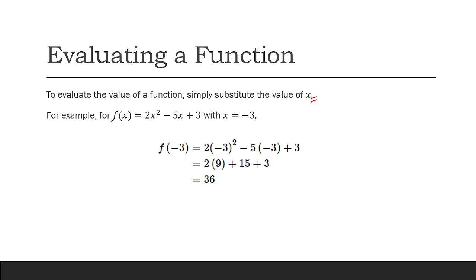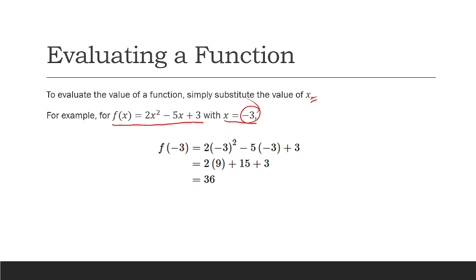For example, you have this function, f of x is equal to 2x squared minus 5x plus 3. Now, you are given a value of x that we will use to evaluate this function. In this case, that is x is equal to negative 3. What we will do is replace all the x with negative 3. So the resulting equation will be this one.